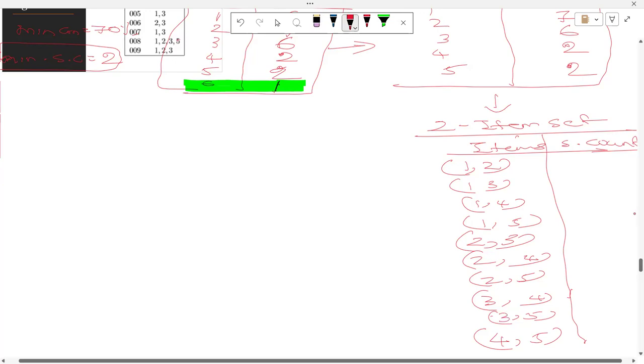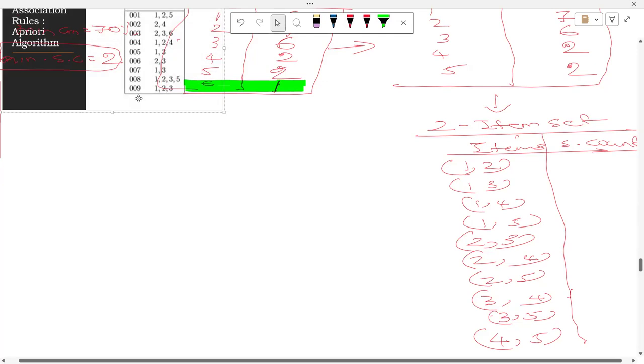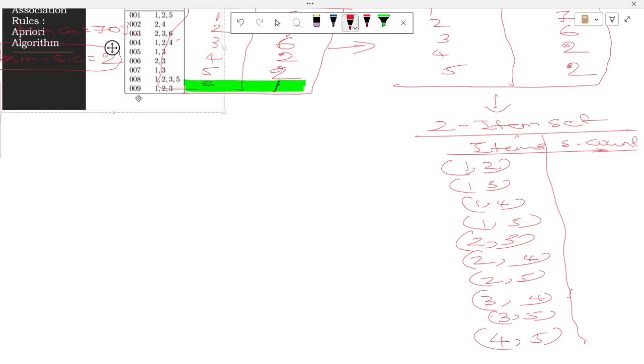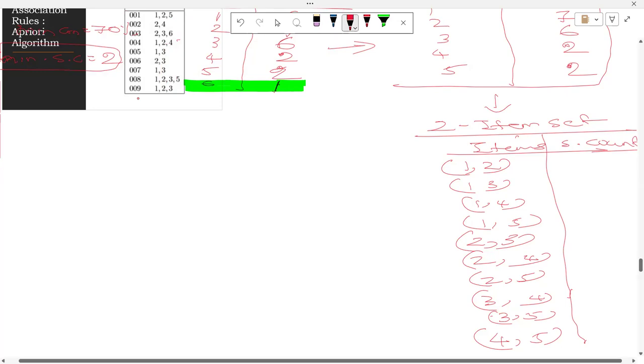Now you need to calculate the support count. I think you know how to calculate the support count. So for 1,2, how many transactions include 1,2? The first one, this one, this one, this one. So 4 transactions, and the support count is 4. Similarly, for 1,3, how many transactions? Do it quickly.